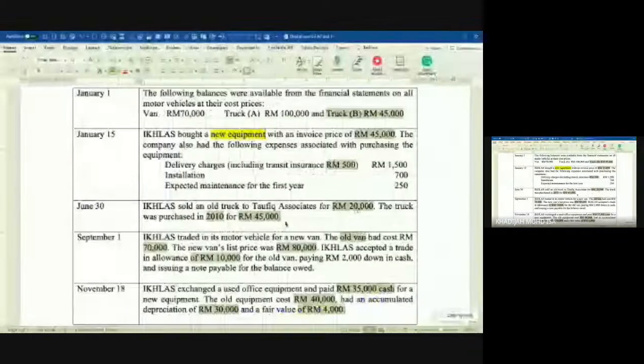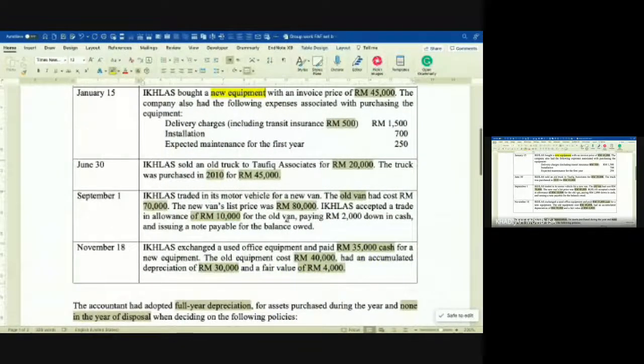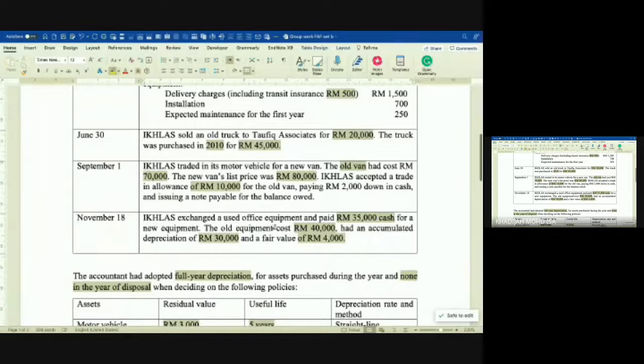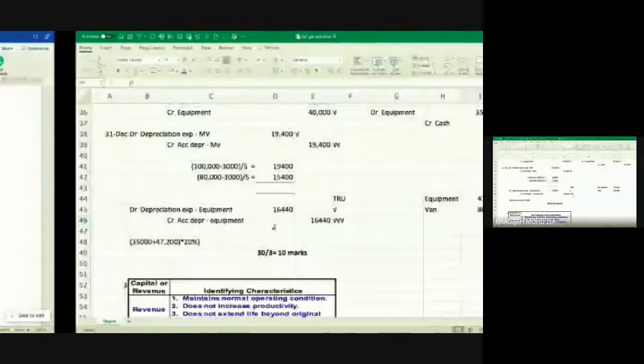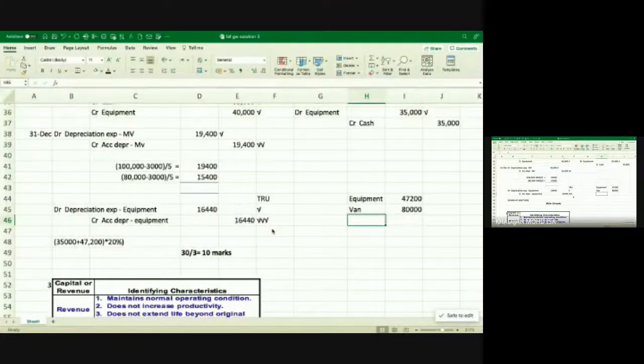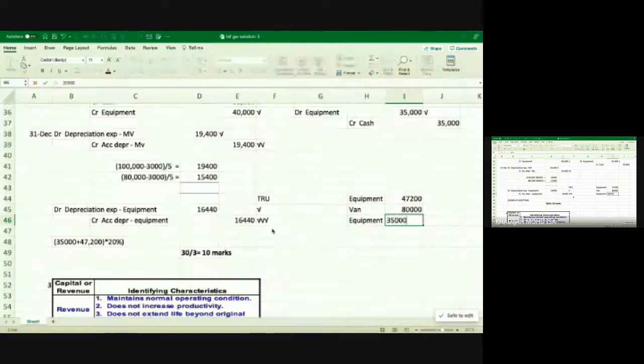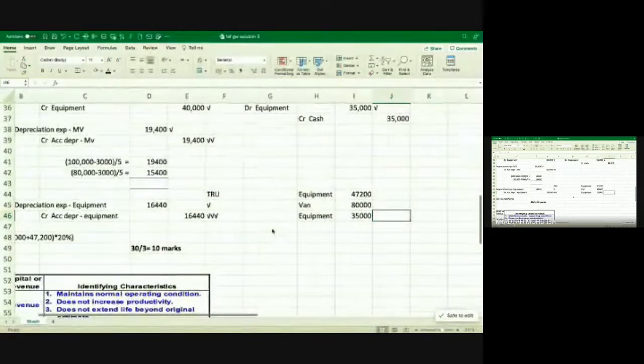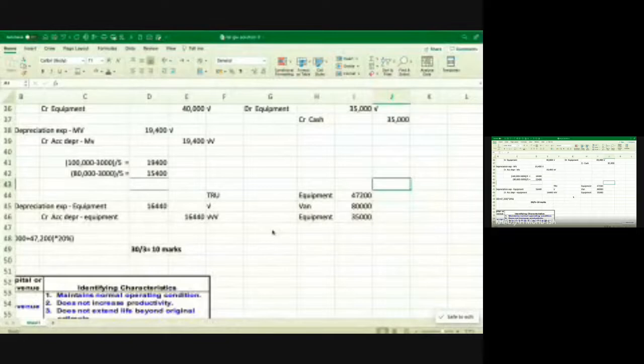Right, and then office equipment, you have new office equipment that costs you 35,000. Equipment 35,000. Am I right? So how is the residual value? Is it residual value? Yeah. So this one is 0. This one is 3,000. This one is 0.